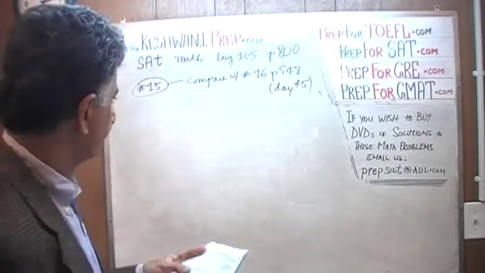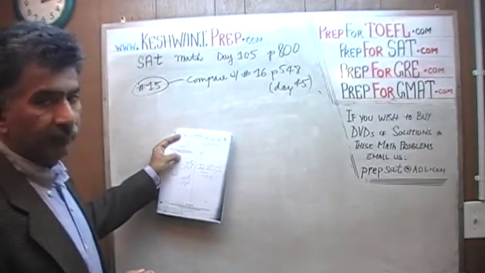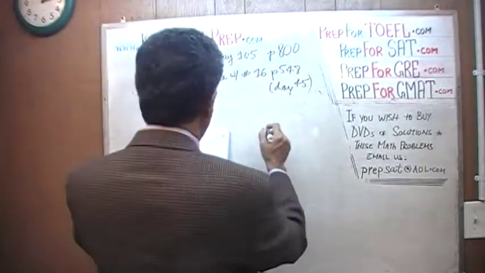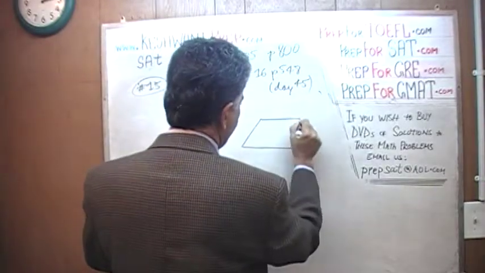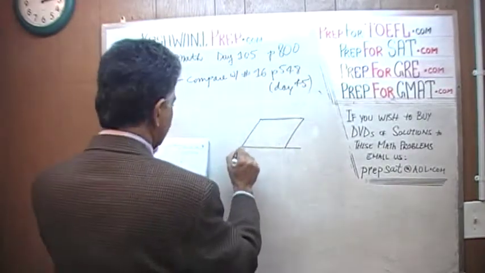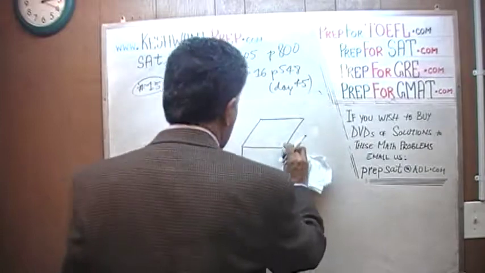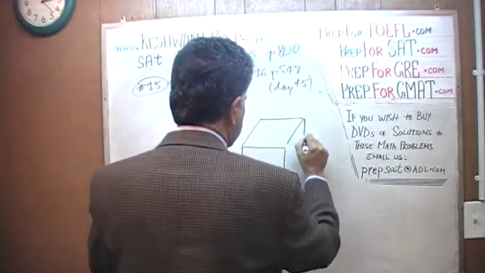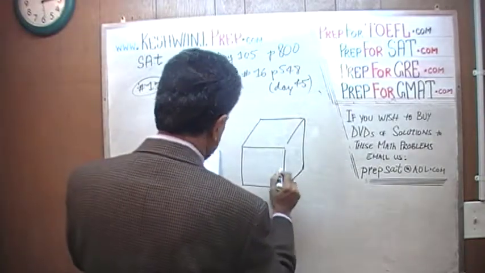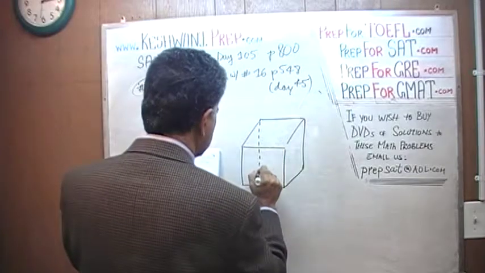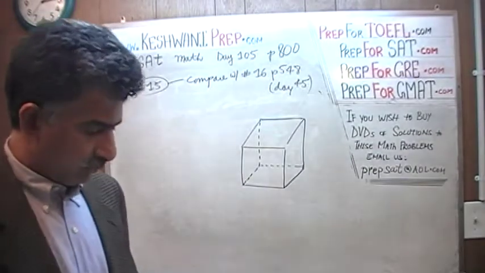Okay, let's take a look at it here. Here's what's given to us. We're given a box here. Actually, it's a cube. We're told that it's a cube of length 2, which means all the sides are equal. So let's draw our cube as best as we can. There is our cube.